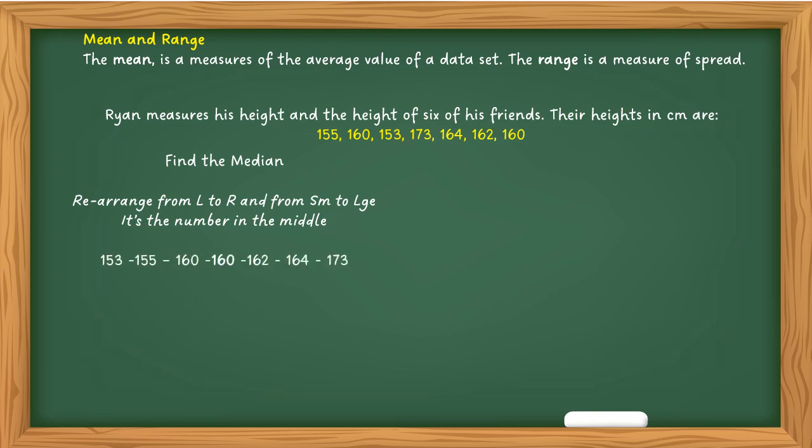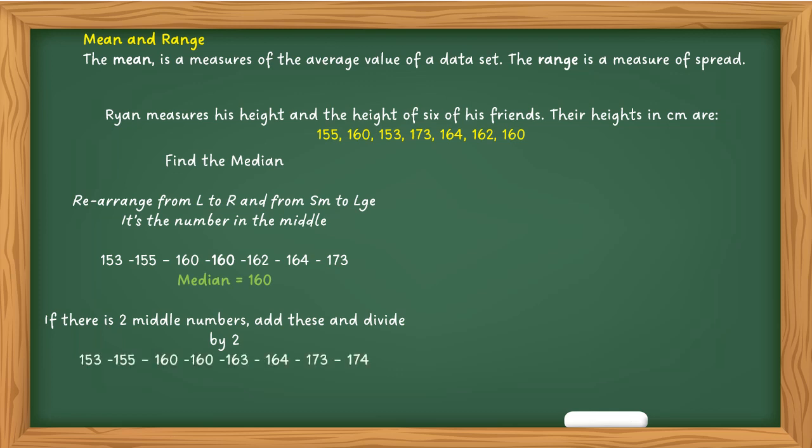All right, so as you can see there, if you rearrange that, you can see that the middle number is 160. Okay, now what if you've got two middle numbers? Okay, which can happen quite often. All right, now if there are two middle numbers, then you just add these together and divide by 2. So you can see there that 160 plus 163 divided by 2 would tell you that in this case, the median is 161.5. Now I'll show you in a second or two when would you use the median and when would you use the mean, all right, when this part's finished.